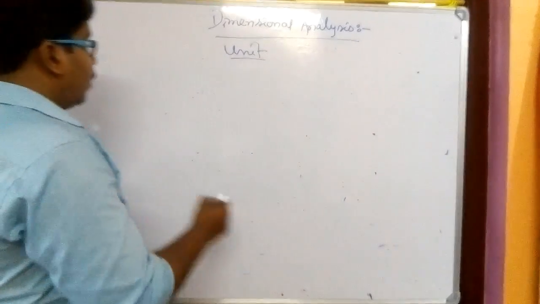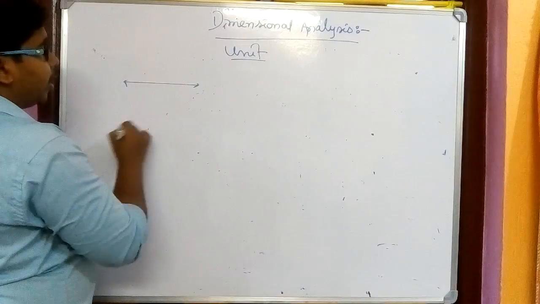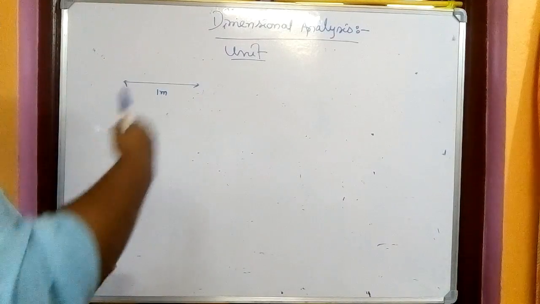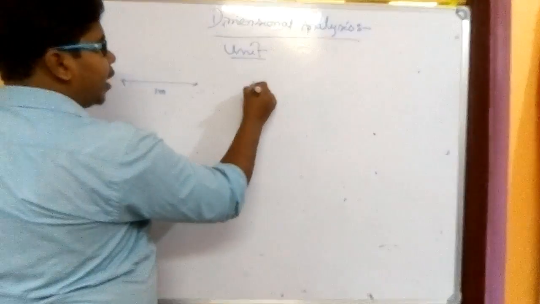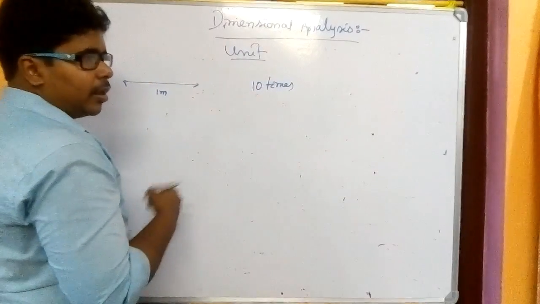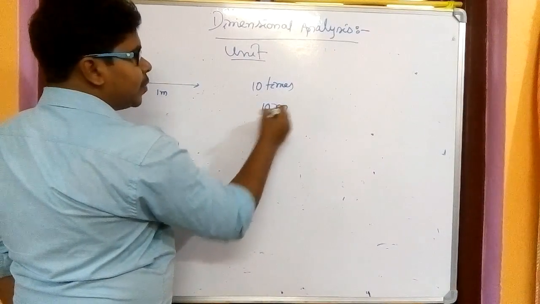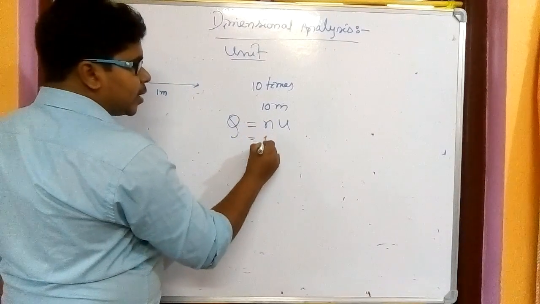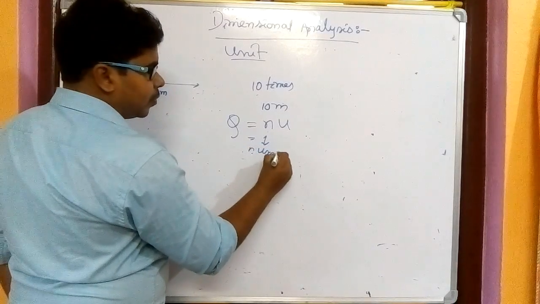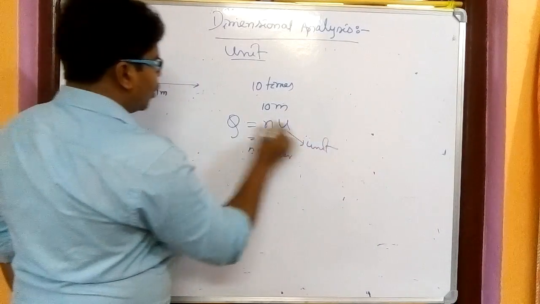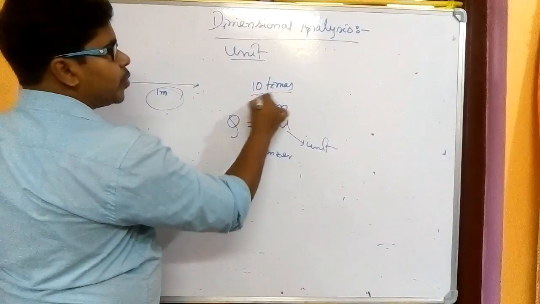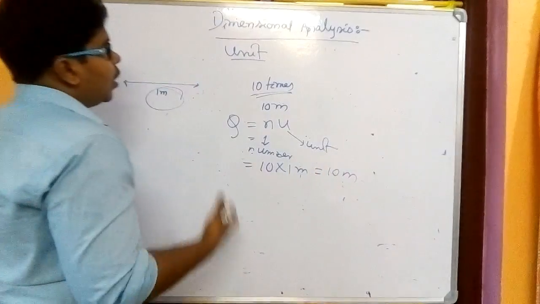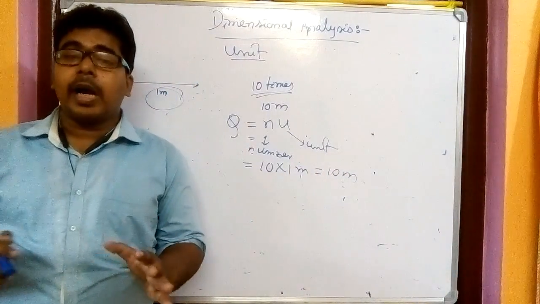Just like, assume we are having a scale of 1 meter long. By using this scale, if I measure the length of a room, if it is 10 times the scale, then we can say measurement equals 10 meter. How can we get it? Now the quantity Q equals N into U, where N is the number and U is the unit. So the unit is your 1 meter, the number is how many times you have taken, that is 10. So 10 into 1 meter, that is 10 meter.